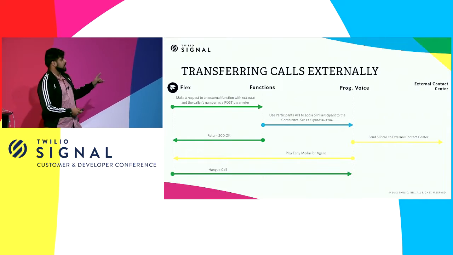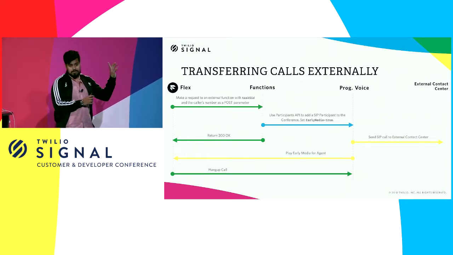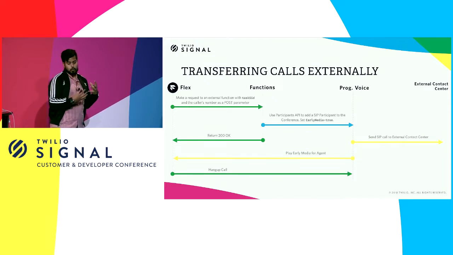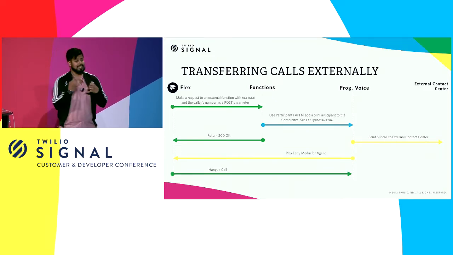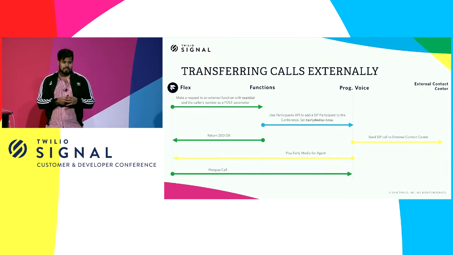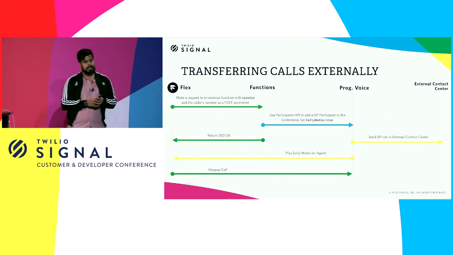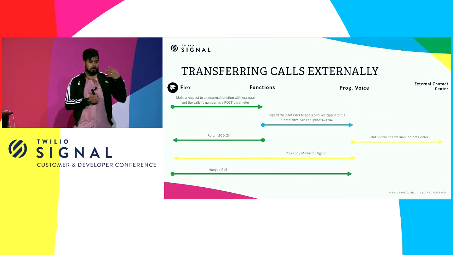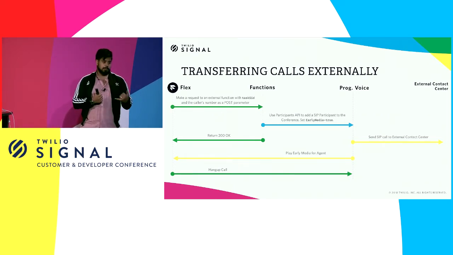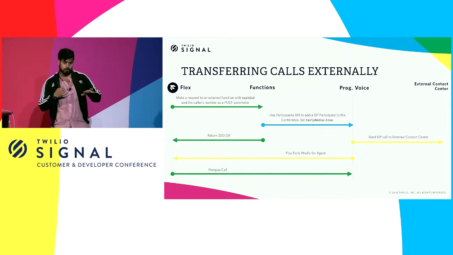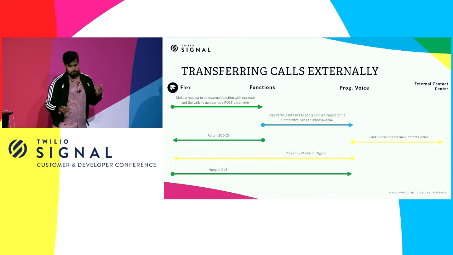Number one, transferring calls externally. And as a quick note, I will have these slides available after this talk, so don't worry too much about that. From a Flex perspective, the way you do this is by making a request to an external function and including the task SID as a post parameter. And then from there, we have a programmable voice API called the Agent Conference API. You can use that to make an outbound call and set early media to false so that your agent can hear the actual ringing itself and then drop off if it's a cold transfer or actually stay on if it's a warm transfer.